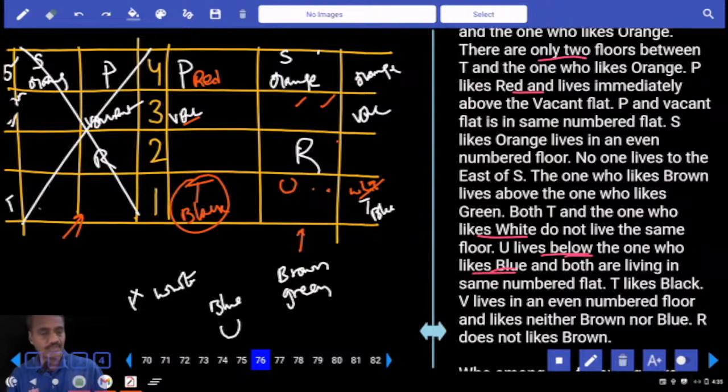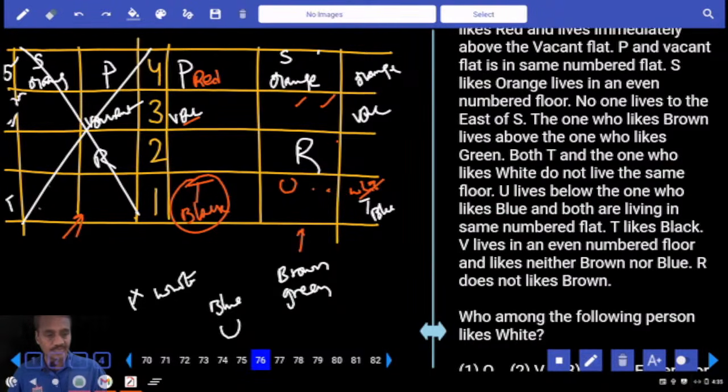Then next one, U lives below the one who likes blue and both are living in the same number flat. And T likes black color. Where is this T? T likes black. V lives on an even number floor. Clear? V lives on an even number floor, hence V must be here, as V likes neither brown nor blue.